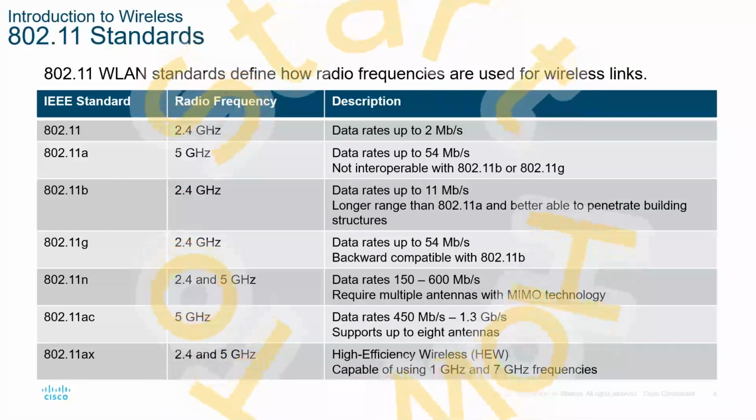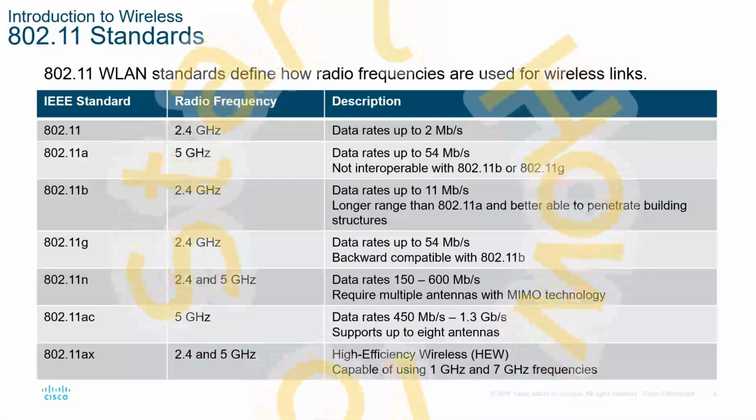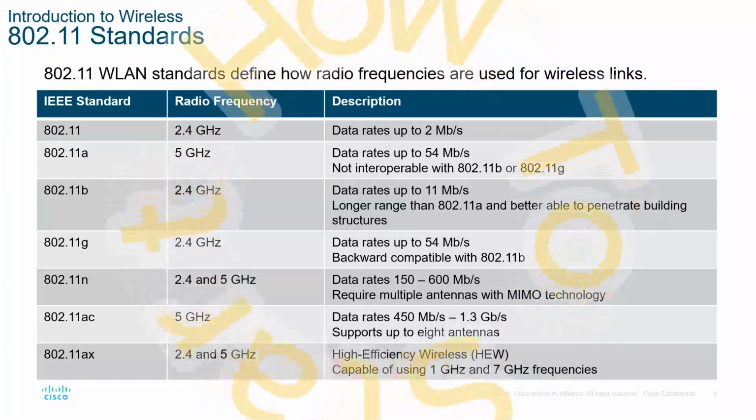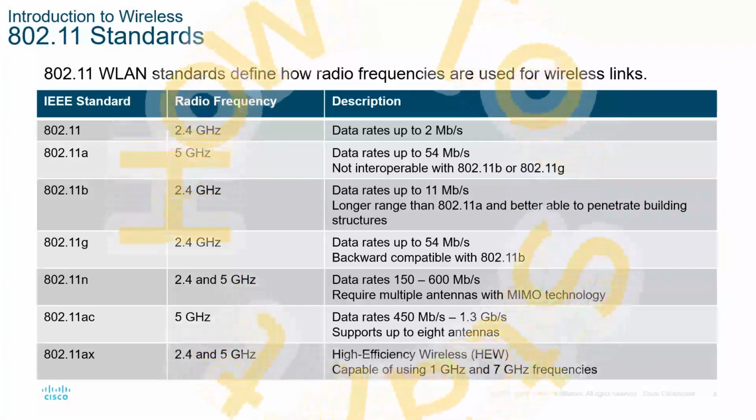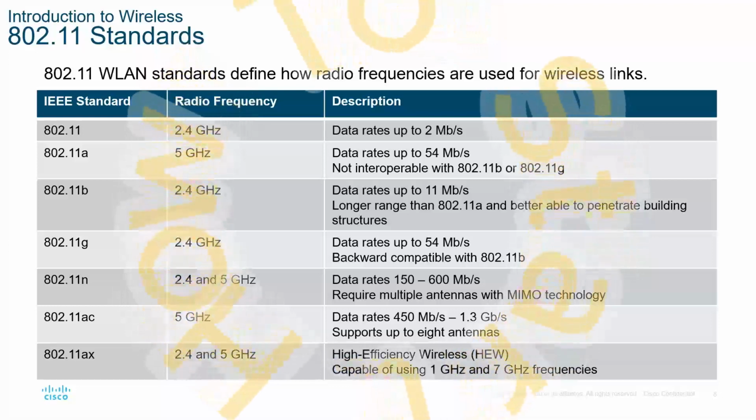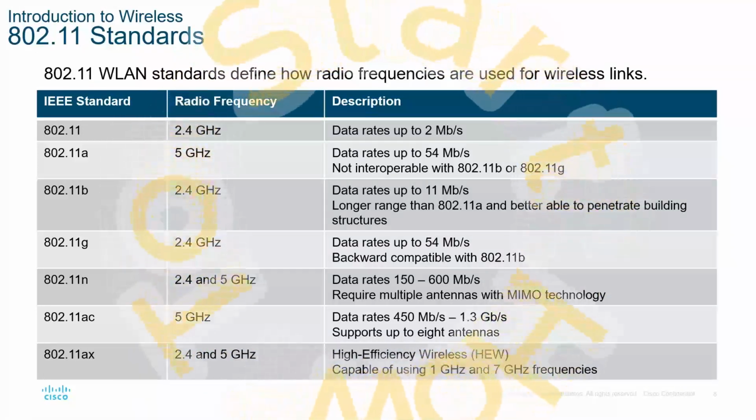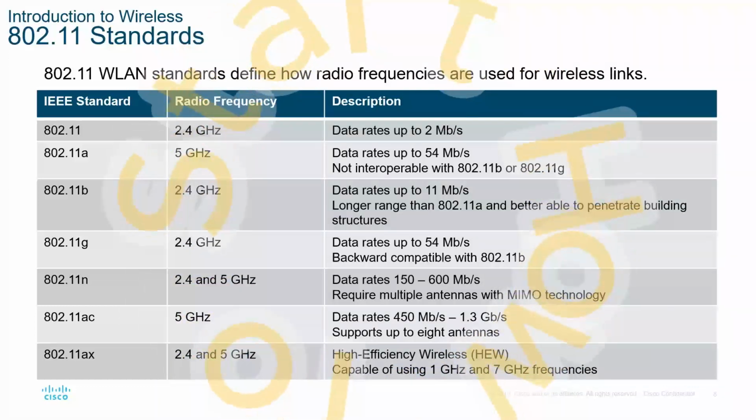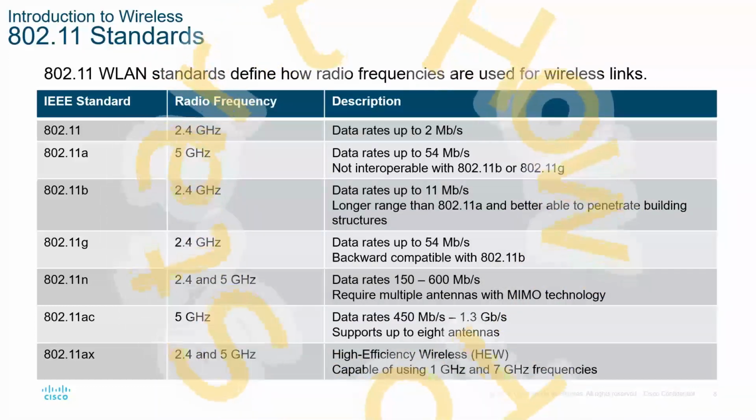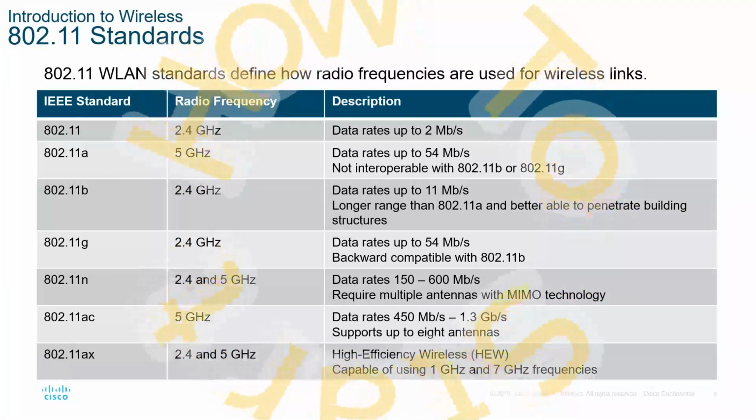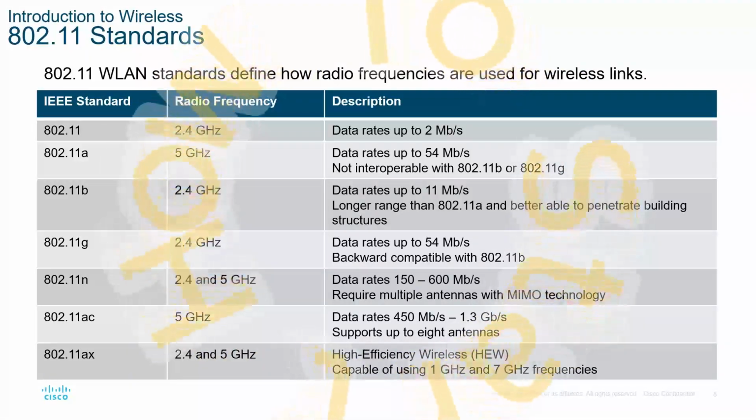It also was a little slower, but it was a little longer range and offered better penetrability when it came to structures. With A, anything like a wall, for example, would absorb the signal, so it wasn't very realistic. B was a little slower speed, but could go the distance. After B, we got G.